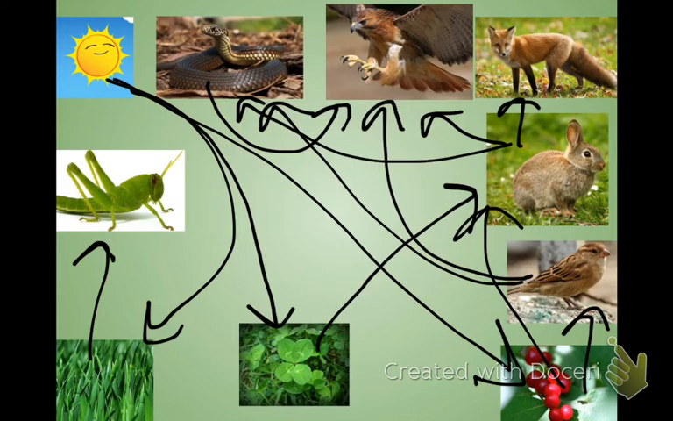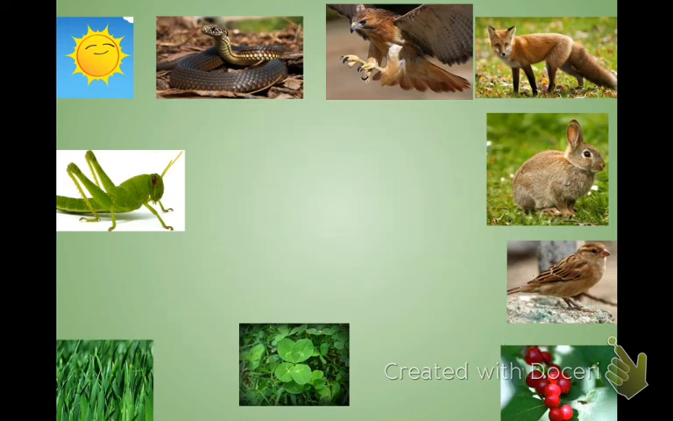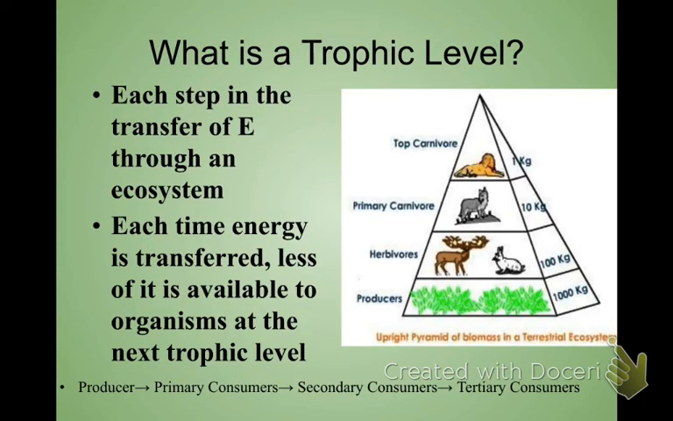But remember, the arrows show energy flow, not what eats what. So now we're just going to look at trophic levels. Trophic levels are just talking about the amounts of energy. So level 1 will have more energy, than the higher levels will have less.